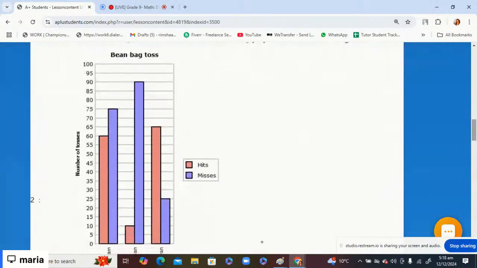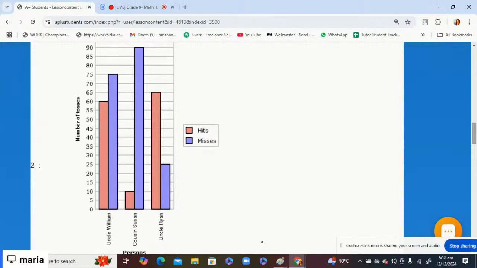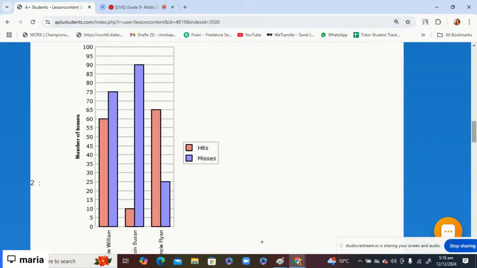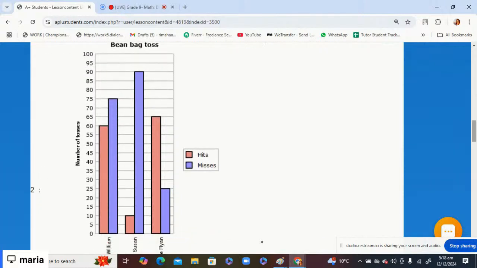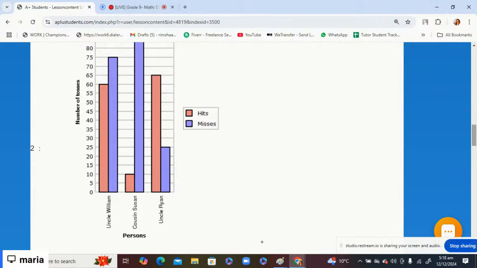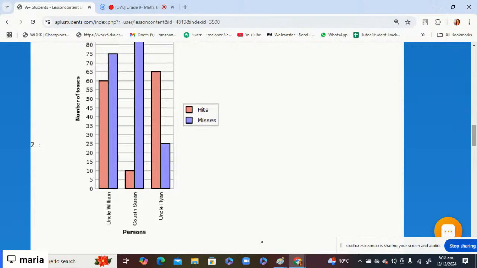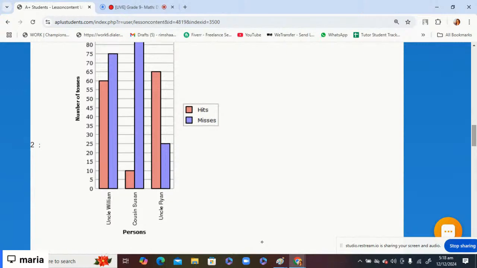So at the summer carnivals, each member of the Keller family played a round of bean bag toss. Hits show the red color and misses show the blue color. Bean bag tosses are given for Uncle William, cousin Susan, and Uncle Ryan.